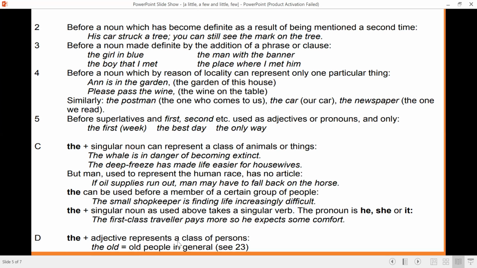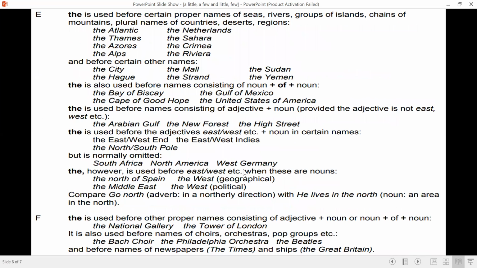Next case, the plus adjective represents a class of persons. For example, the old here means the old people in general. It represents the whole class of people, whole class of persons. The is used before certain proper names of seas, rivers, groups of islands, chains of mountains, plural names of countries, deserts, regions, etc. Right, here are the examples.